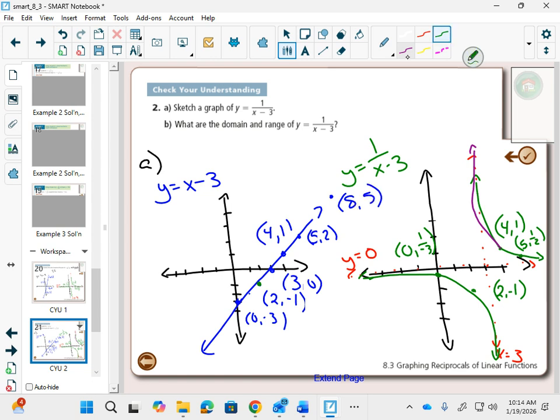Which means on this graph, I'd have 8 comma 1 over 5. Which you can see in the equation too, right? What happens if you plug in 8 for x? I get 1 over 5. So we can see it in the equation, and we can see it from graph to graph.